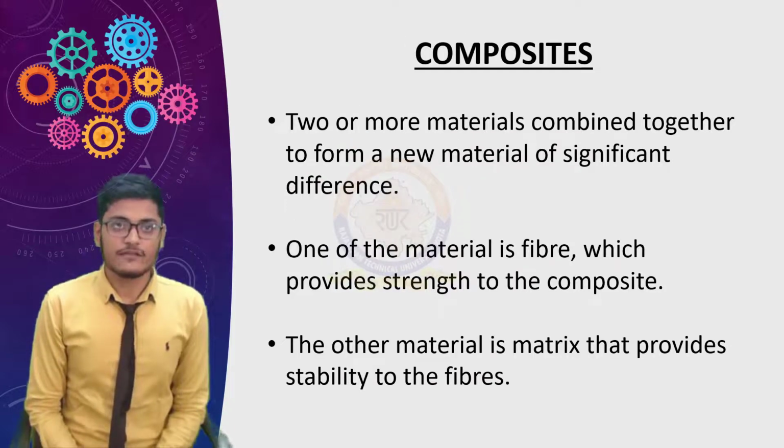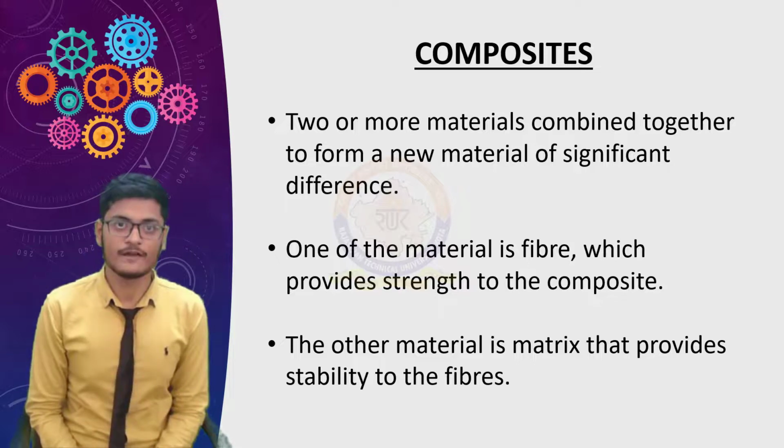First, we will understand what a composite is. A composite is basically a material which is a combination of two or more materials to form a single material, and the resulting material should have physical properties significantly different from the constituent materials. Example: cement and steel rods combine together to form reinforced concrete cement.